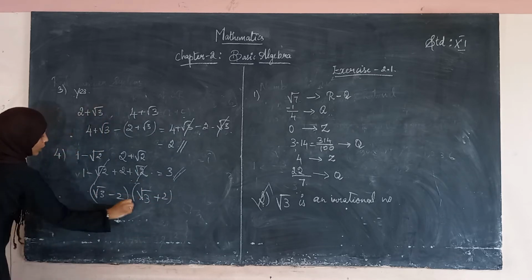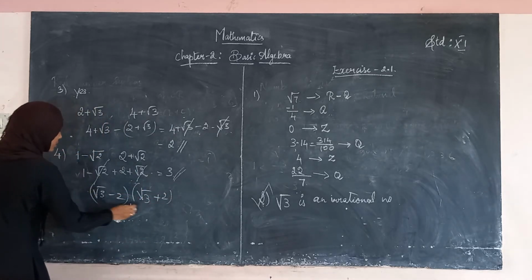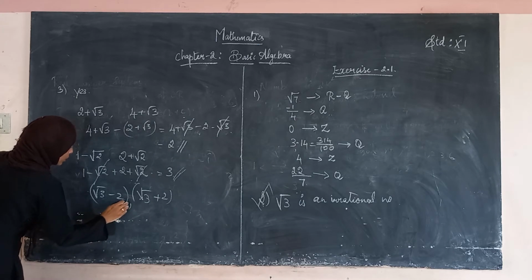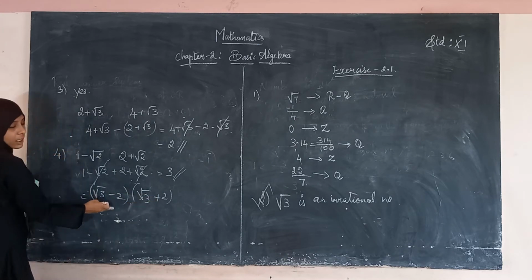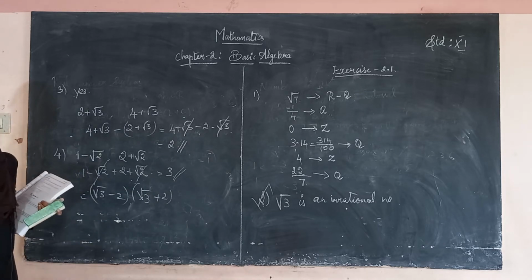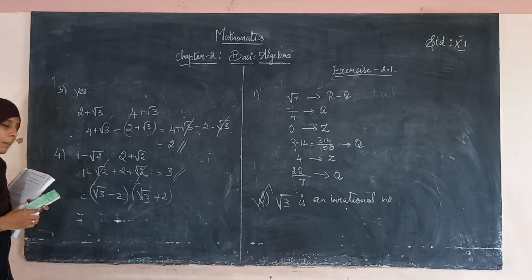These are two irrational numbers, right? So, we have to multiply them. When multiplying root 3 minus 2 into root 3 plus 2, what happens? This is in the format of (a minus b) into (a plus b). What is the formula? a square minus b square.